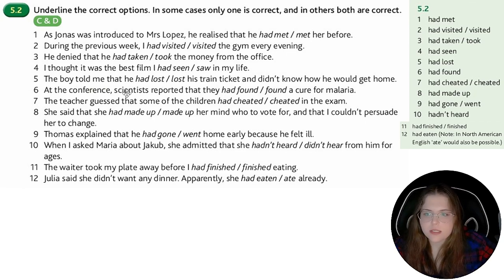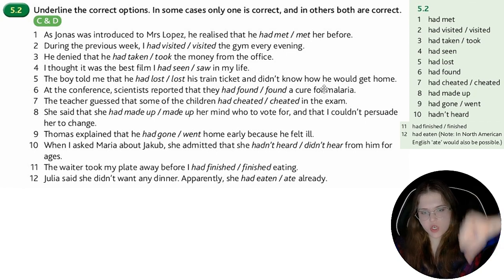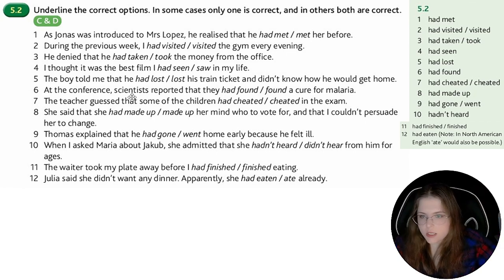At the conference, scientists reported that they had found a cure for malaria. By the way, in my Telegram channel, I have a post about this word and treatment and healing. Check it out. Scientists reported that they had found a cure for malaria. They had found it before the conference, and the conference was in the past, so we use past perfect.